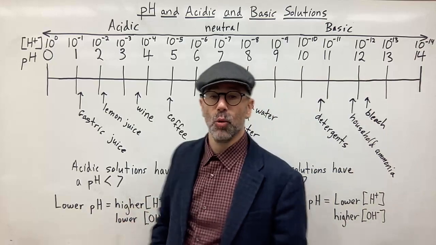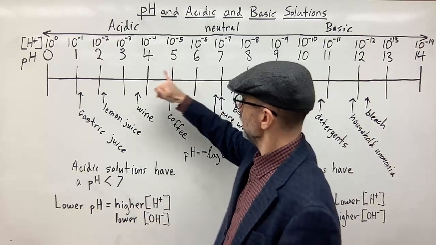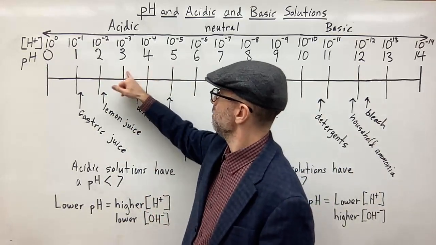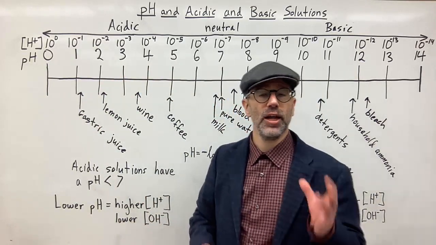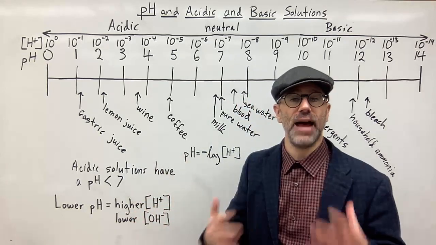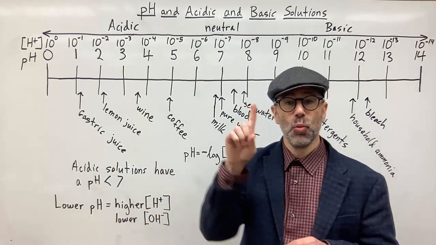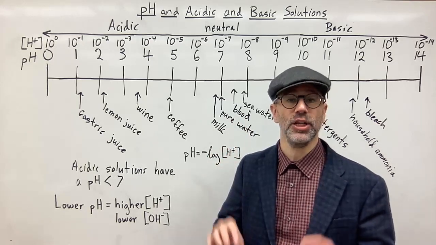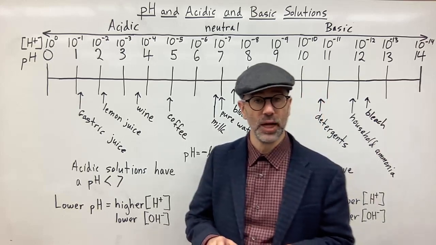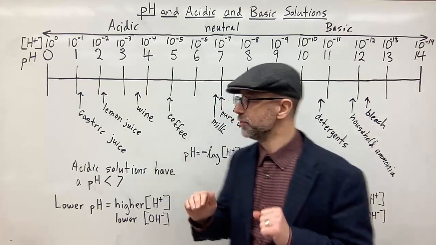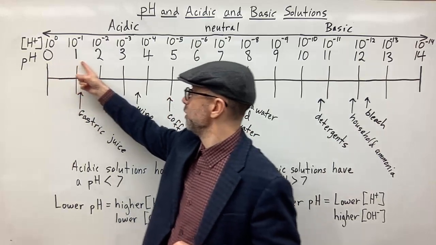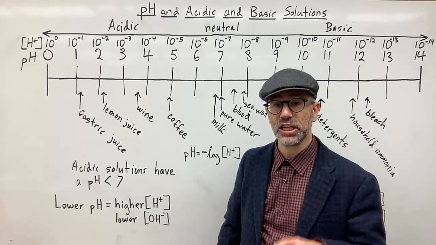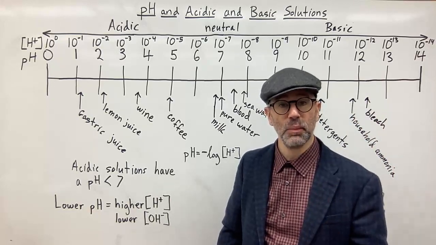So what's the take home here? If you increase or decrease by 1 in your pH, then you're decreasing or increasing by a factor of 10. So a change in 1 unit of pH is equal to a tenfold change in the concentration of H+. And they're opposites of each other. So increasing in pH means that you're decreasing in the concentration of H+. That's really important to keep in mind.